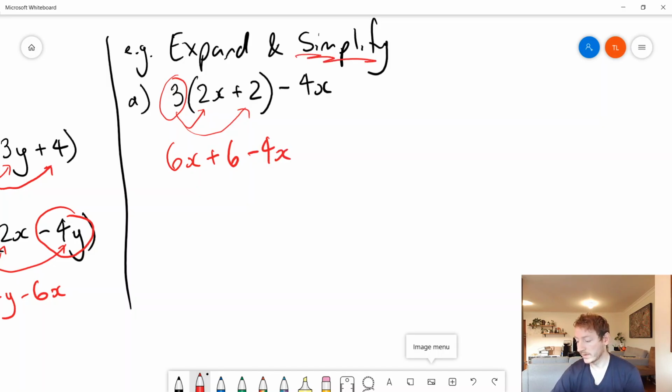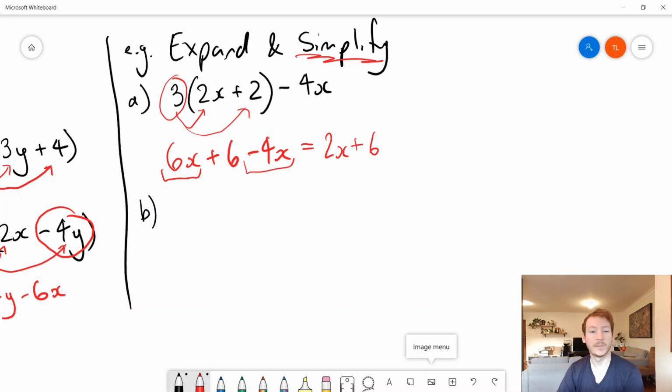Now you can see why this bit comes into it. Because 6x and 4x are like terms, or negative 4x. This one and this one. So 6x, take away 4x, leaves us with 2x, and that 6 stays the same.